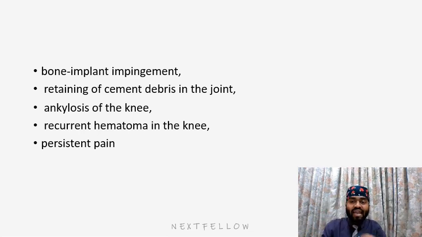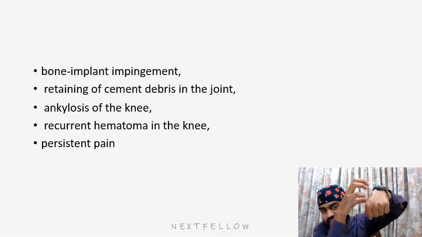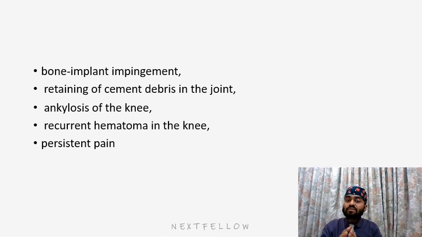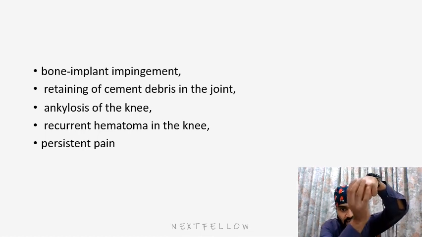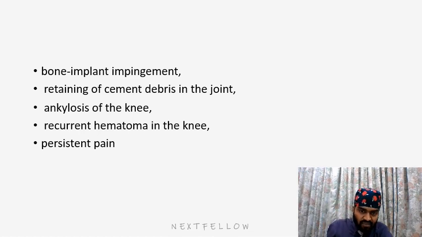There can be an ankylosis of the knee. There can be recurrent hematoma, collection of blood, which is hematoma, and there can be persistent pain. Now, mind you, this pain can be because of any reason. So the five later things which we have studied, that is the bone implant impingement, the retaining of the cement debris, the ankylosis of the knee, the recurrent hematoma, and the persistent pain, can also wreak havoc as a complication of a unicondylar knee arthroplasty.